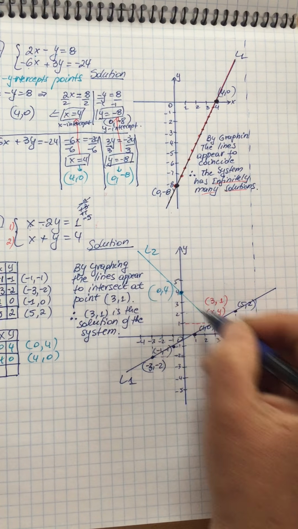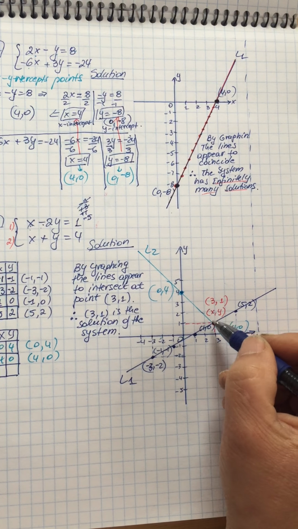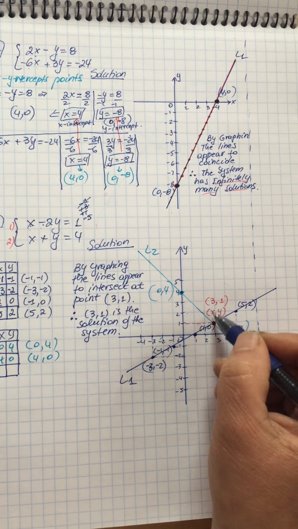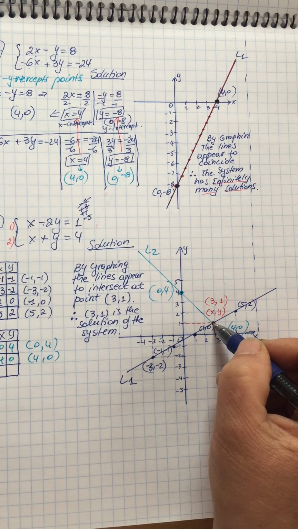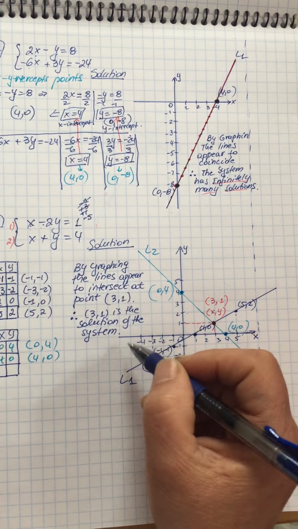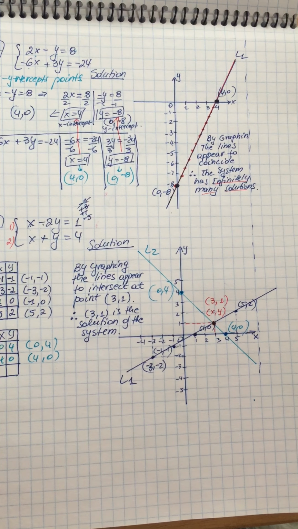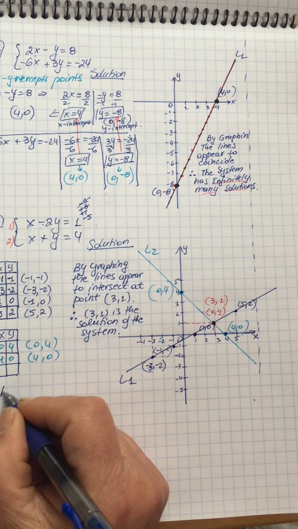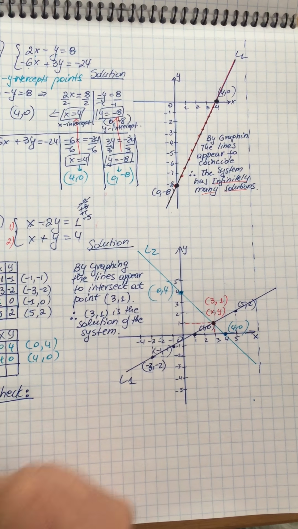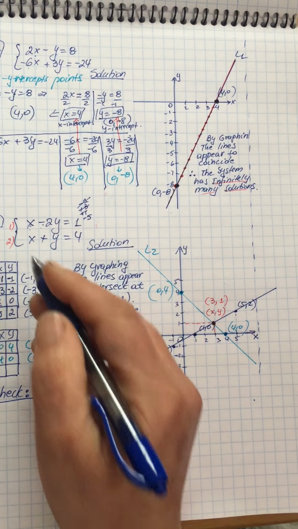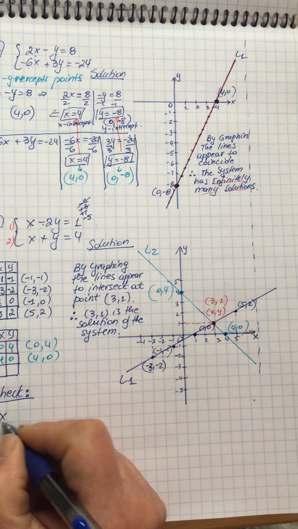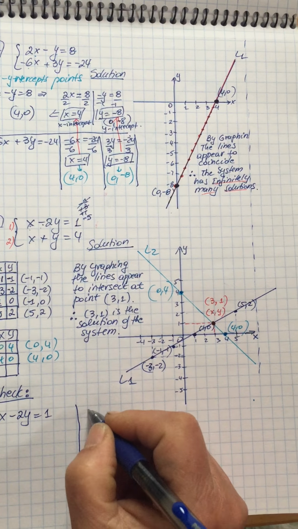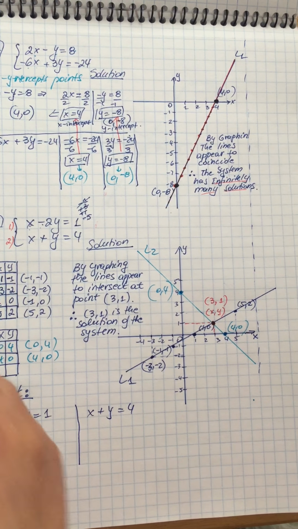Okay, so based on my graph and my work, I now declare that yes, the system of equations has a unique solution because the lines intersect exactly at one point. And the values of the point of intersection are the solution to the system. Now, if I want, let me check the solution. So I have to check the solution in both equations. So let me write both equations. And the second is x plus y equal 4.